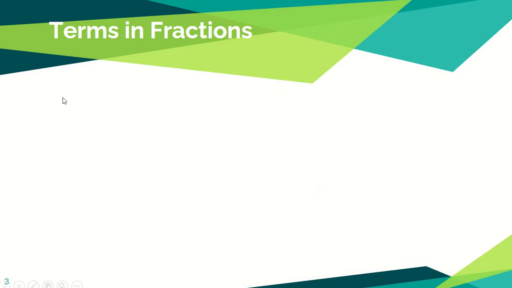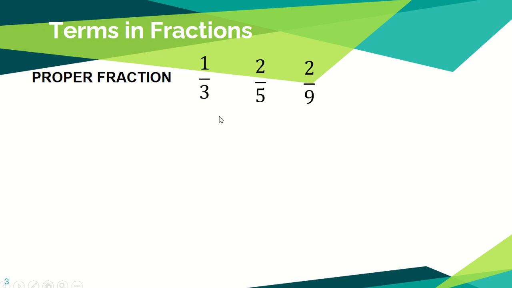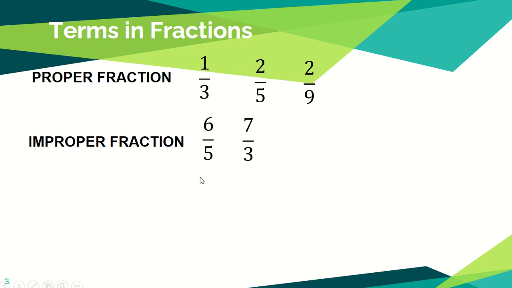There are certain terms in fractions that we have to understand first. First, we have proper fraction. Sample niyan, 1/3, 2/5, 2/9. You will notice, mas mataas ang denominator kesa sa numerator. Kaya ang tawag dyan, proper fraction. Improper fraction, 6/5, 7/3, 9/4. Mas mataas naman ang numerator dito pag improper.